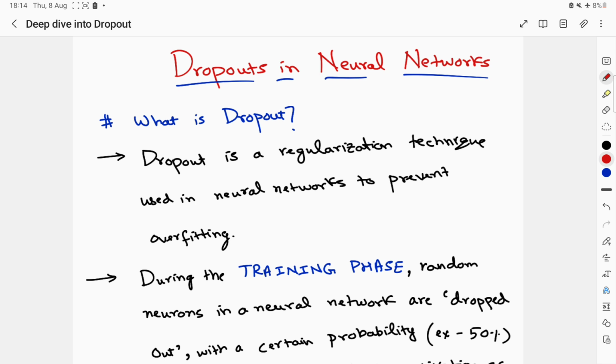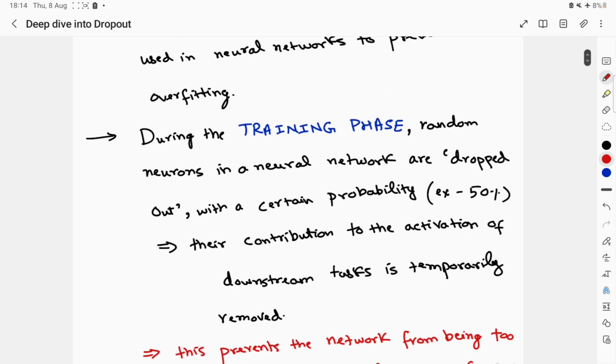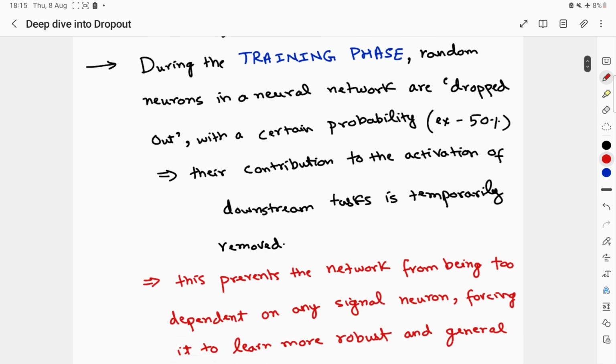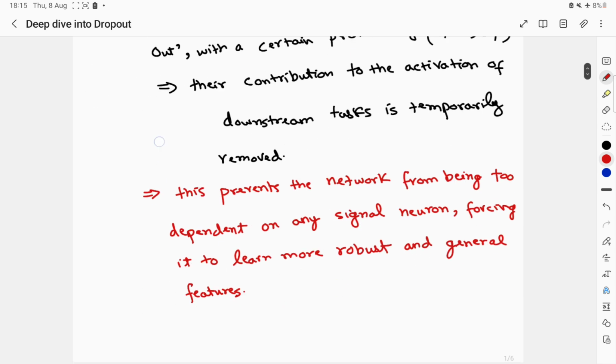During the training phase, random neurons in a neural network are dropped out with a certain probability, also known as the dropout rate or the dropout ratio. An example could be say 50%. Their contribution to the activation of downstream neurons is temporarily removed. That's what happens when you drop out a certain set of neurons with a probability.